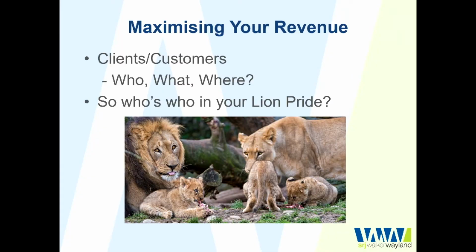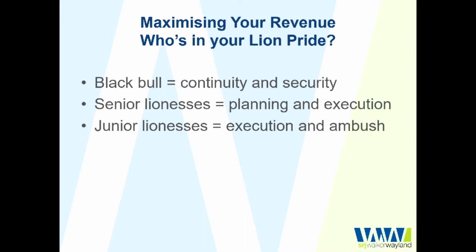But before we do that, we've firstly got to work out who is our zebra and who's who in our lion pride. So if you think about a lion pride, that's going to be your team. So in a lion pride, you've got the black bull that provides continuity and security. You've got the senior lionesses that assist with the planning and execution. You've got the junior lionesses that assist with the execution and ambush. And if one of them dies off or gets injured, then we bring up the cubs. So the world's best succession plan. So all of those elements work together to achieve their common goal.